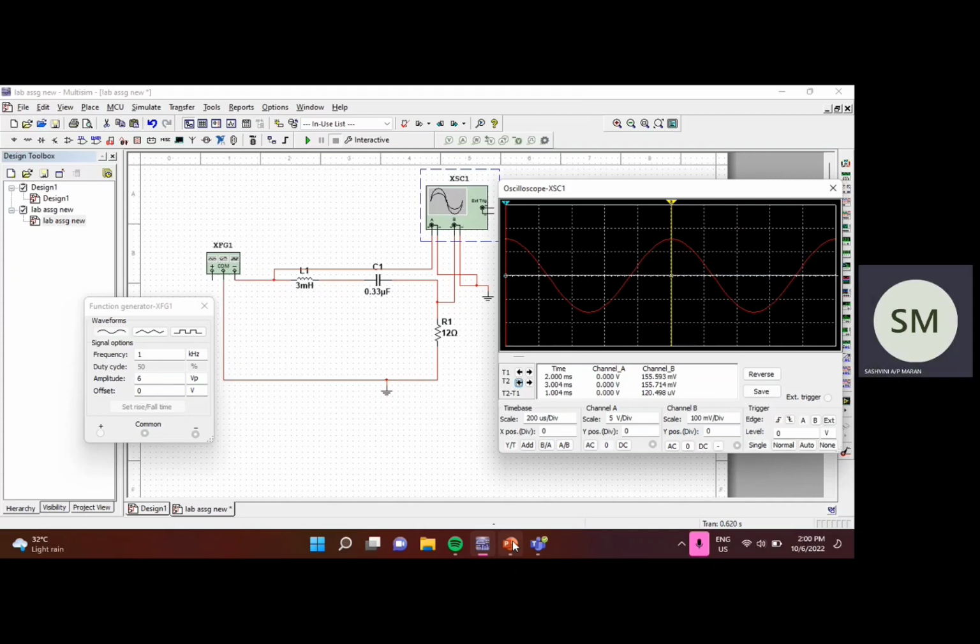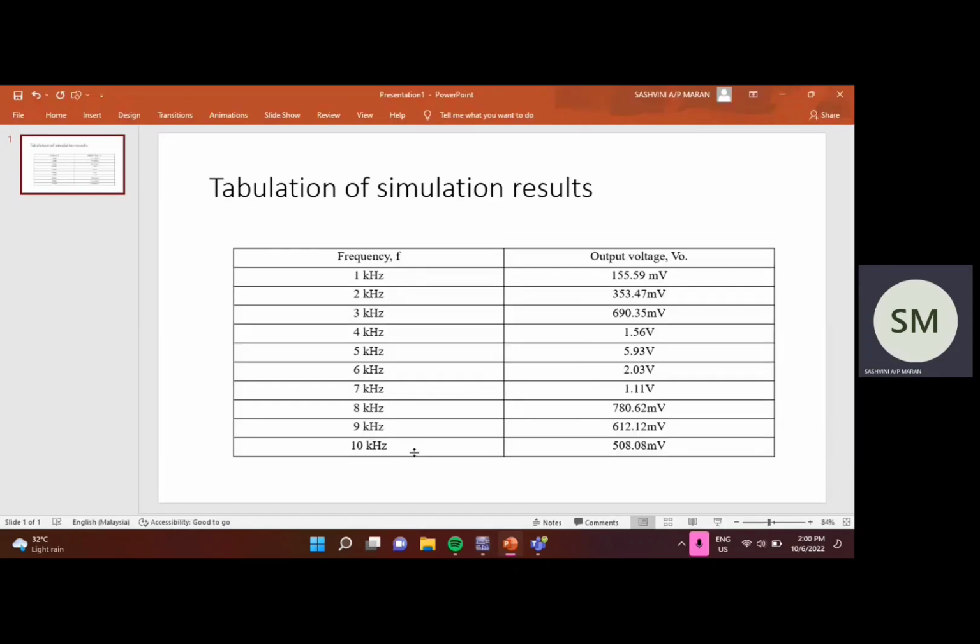So this is the tabulation of simulation results from 1 kHz until 10 kHz. It can be observed that there is a general increase of output voltage from 1 kHz until 5 kHz. The output voltage reaches its maximum at 5 kHz with 5.93 volts. From 6 kHz until 10 kHz, there is a general decrease in the output voltage. This can be observed due to the band-pass filter circuit only allowing frequencies of a particular range to flow through and rejecting frequencies that do not belong in the said range.